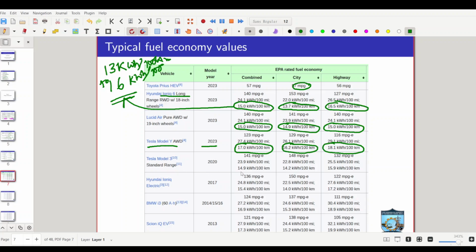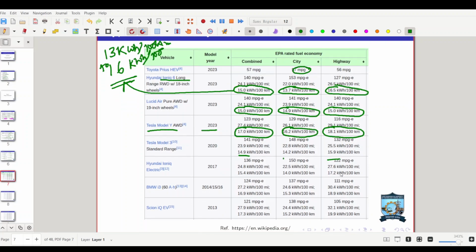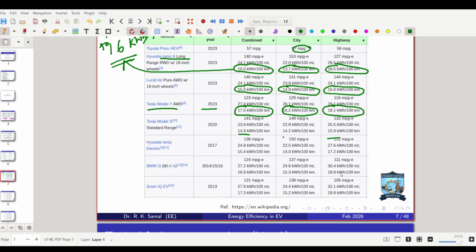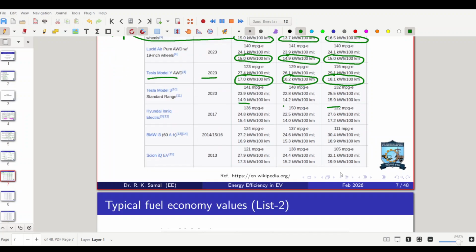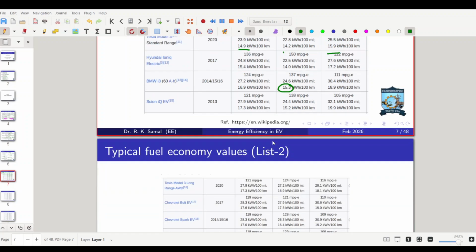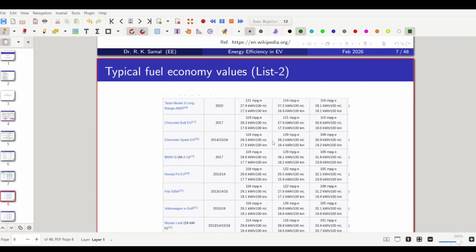Then another Tesla model, 14.9, 15.9, and so on. If you see here, another model in 2017, 17.2, 15.3, we continue seeing this. Remember that the popular brands you are using here in India have about 13 to 16 kilowatt hour per 100 kilometer, which is much better.